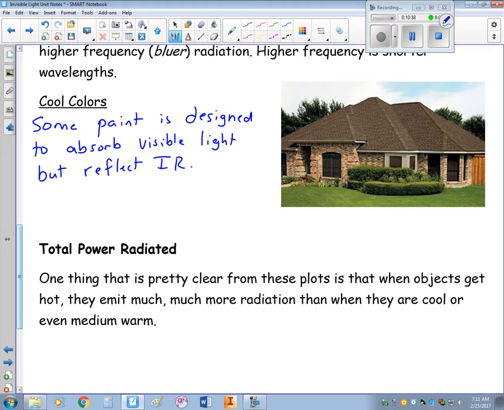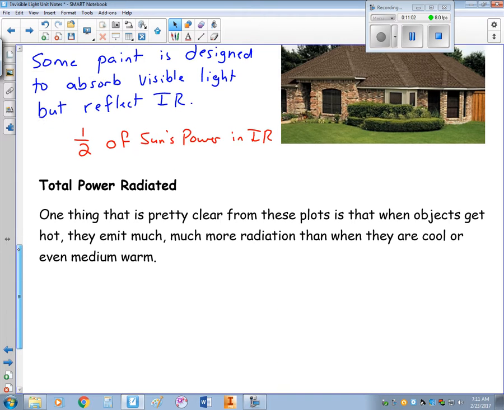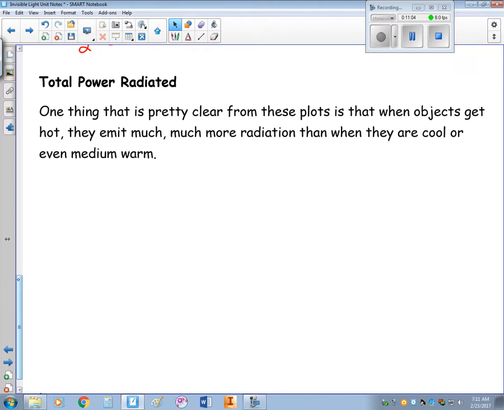And one reason why this is important is because roughly half of the sun's power is in the infrared spectrum. So roughly half of the electromagnetic waves coming from the sun are infrared. Now we can kind of calculate power or the wattage. One of the things that's pretty clear from all the plots I've shown you so far is that when an object gets hot, they emit much more radiation than when they are cool, or even kind of medium warm.